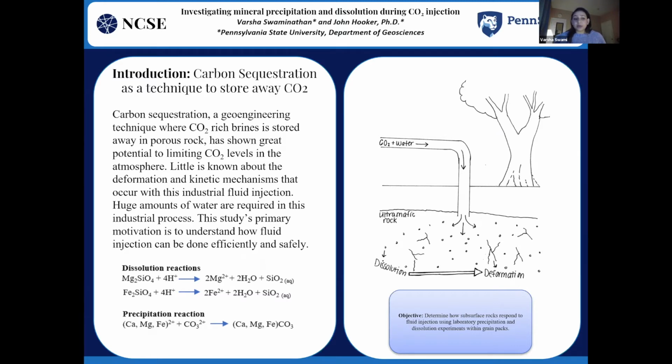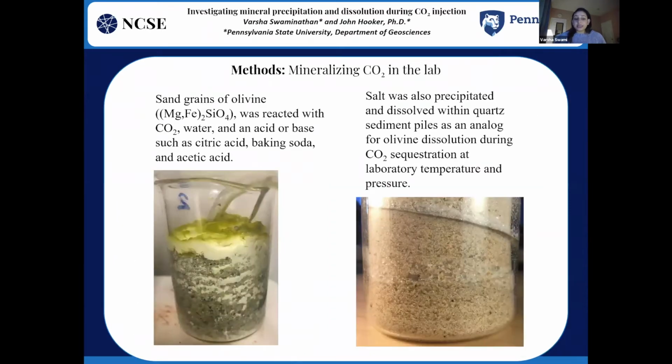This study's primary objective is to understand how the subsurface rocks respond to fluid injection using laboratory precipitation and dissolution. There are two sets of experiments: CO2 experiments shown on the left and sandpack deformation experiments shown on the right. The CO2 experiments reacted olivine, carbon dioxide, water, and an acid or base. The three main acids and bases used were citric acid, acetic acid, and baking soda. The acid and base were used to help the reaction occur at laboratory conditions, as well as to increase the ionic strength of the solution.